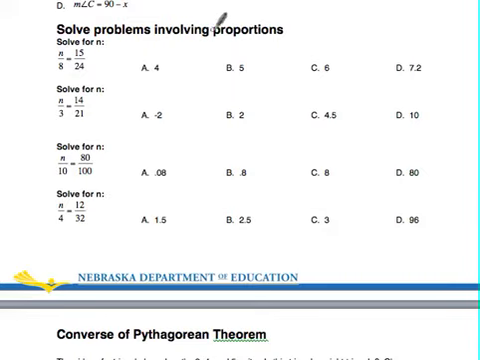And there's actually two ways to do this problem.